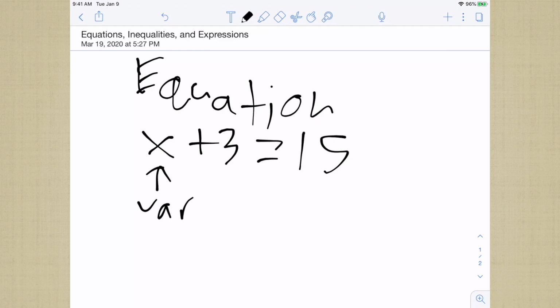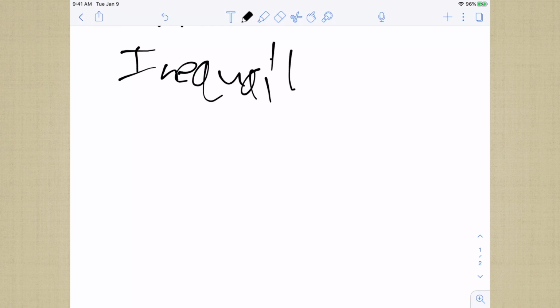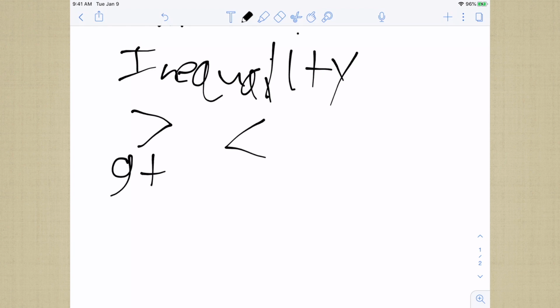An inequality, let's scroll this down. An inequality is like an equation with two values that are unequal. Oh my god, I just spelled inequality wrong. So one side can be greater than the other or less than the other. So the symbols for greater than and less than are these. So this is greater than. I'm going to say GT for greater than and LT for less than.